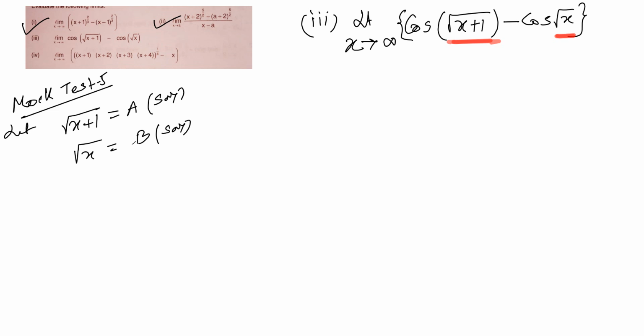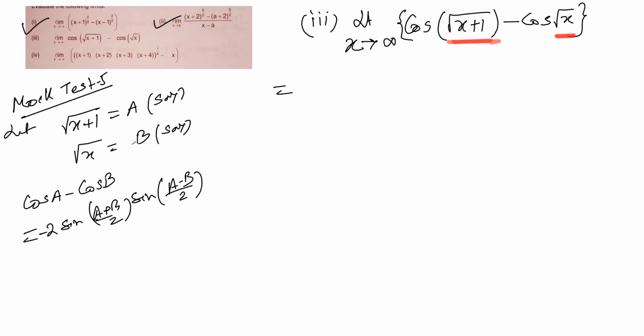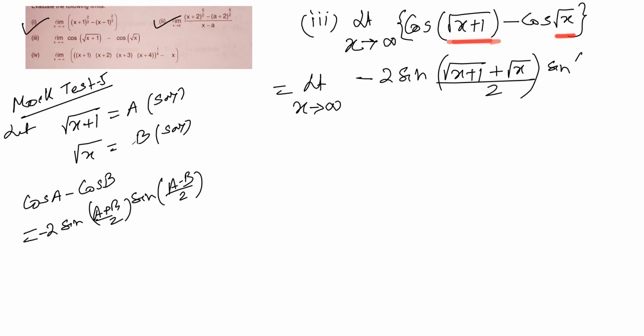Now after that, you just use this particular formula, that is cos a minus cos b. If you use this, then it comes down to minus of 2 sine of (a plus b) by 2 divided into sine of (a minus b) by 2. So this is the formula. You just use this particular formula over here. So it comes down to limit x tends to infinity, 2 into sine of (root over of x plus 1 plus root over x) divided by 2 into sine of (root over of x plus 1 minus root x) by 2. So this will be the expression.